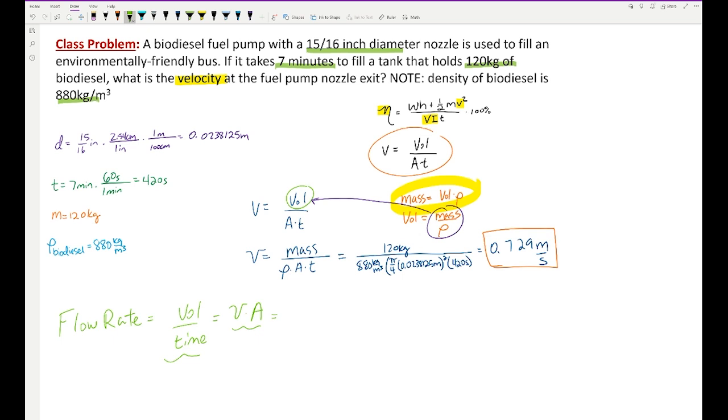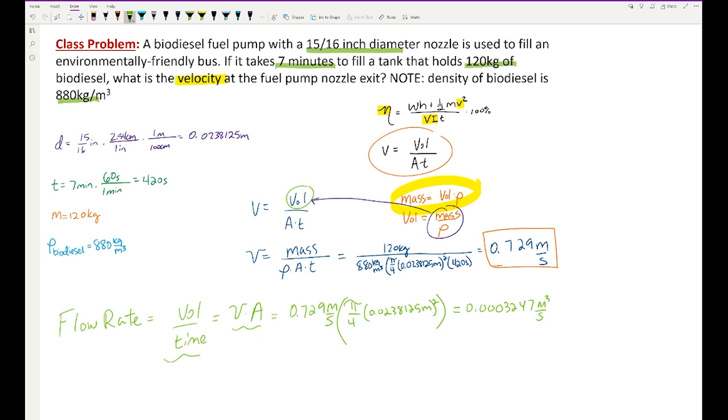So our velocity is 0.729 meters per second. Our area we can calculate as pi over 4 diameter, 0.0238125 meters squared, and then we can find that to be 0.0003247 meters cubed per second.